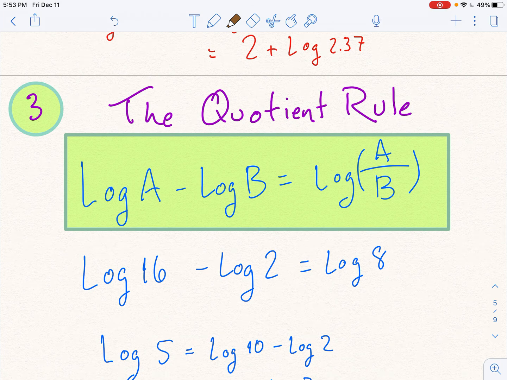It's kind of the inverse of the product rule. So log of A minus log of B, so we're subtracting two logs. You could write that as log of a quotient. Notice which one is on the top, A divided by B, okay? So log of 16 minus log of 2, 16 divided by 2 is 8, so that's the same thing as log of 8, all right?